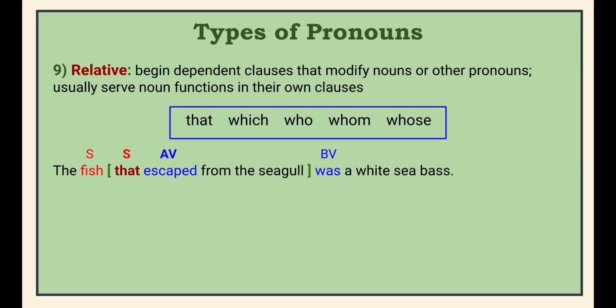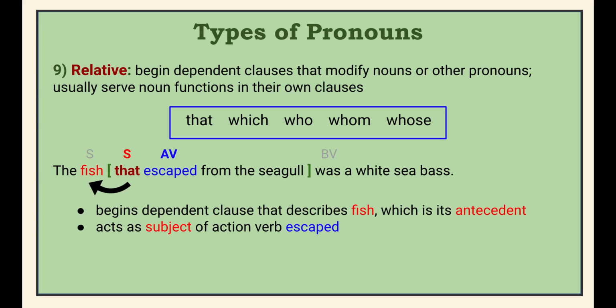There is a dependent clause within the independent clause. Our relative pronoun that begins the dependent clause that describes the fish, its antecedent. It also acts as the subject of the action verb escaped. Let's look at another example.